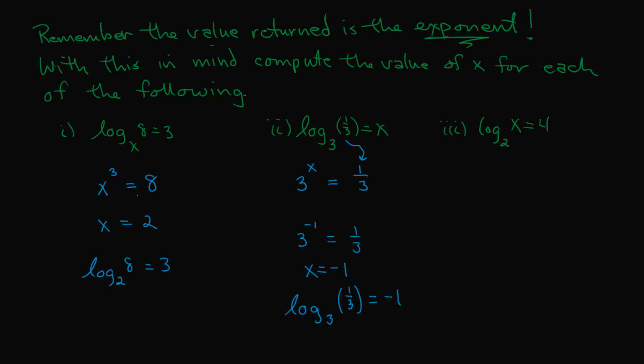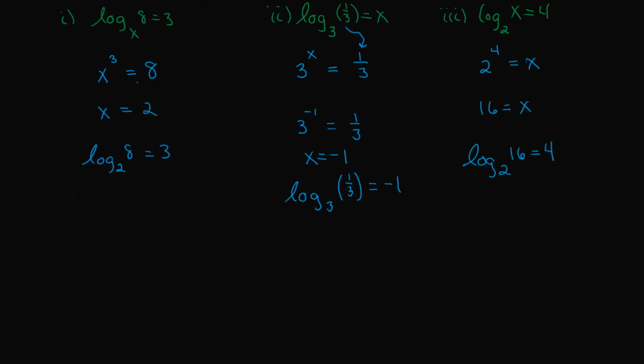Why don't you pause the video here briefly and try this third one for yourself. It's the log base 2 of x equals 4. Hopefully you actually paused the video and worked this out for yourself. We have a base of 2, an exponent of 4 equals x, which allows us to compute 2 to the 4th is 16, which is equal to x. From there, we can rewrite the function as the log base 2 of 16 equals 4, and that takes care of that for us.